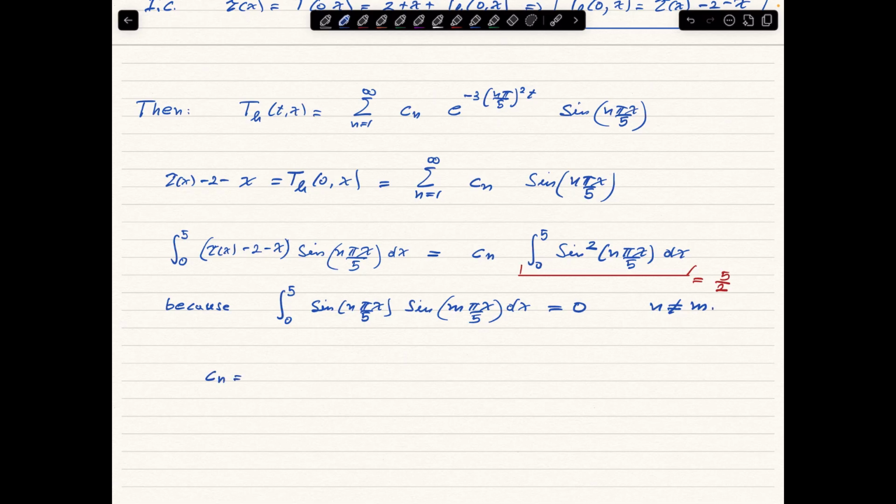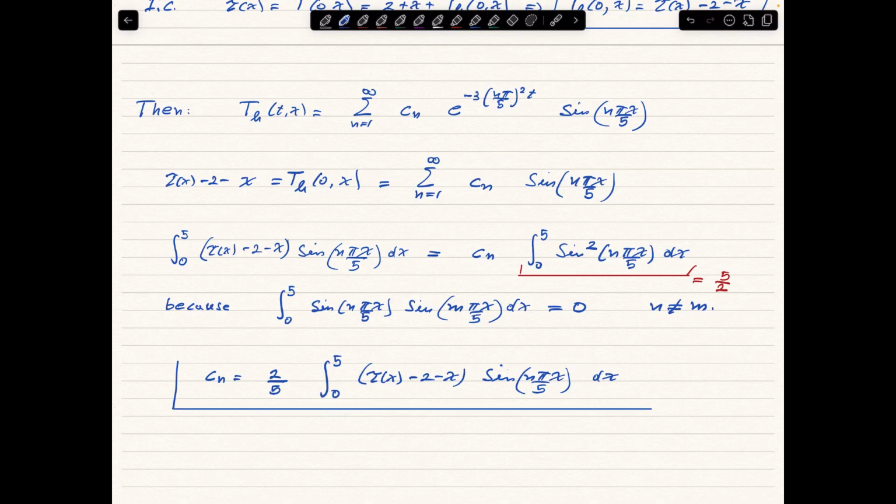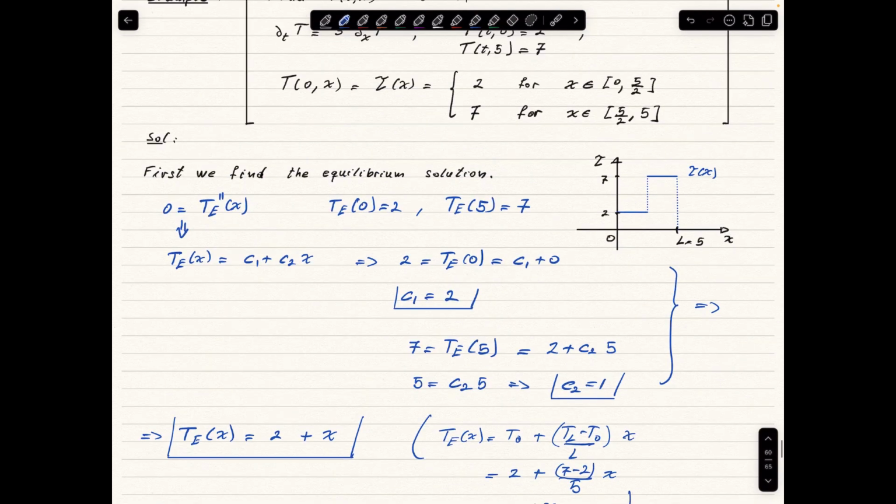Cn is nothing more than 2 over 5 times the integral from 0 to 5 of tau minus 2 minus x times sine of n pi x over 5 dx. So we need to do this integral, and we are done. We solved the problem. So how do we compute this integral? Well, we know what tau is. Tau is right here. It's a constant function up to this point, which is 5 over 2.